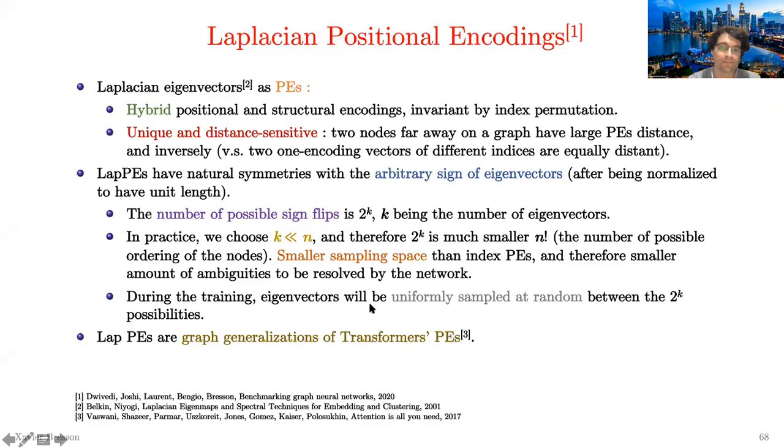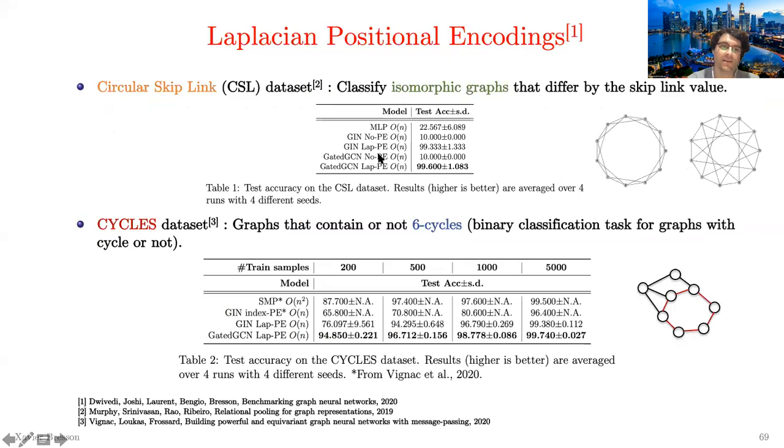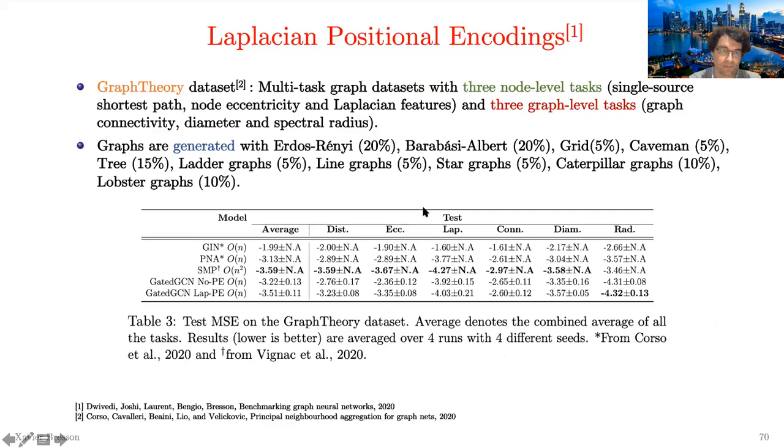Okay, so you can show basically that for graph theoretical problems, if you use that, you get good performance on, for example, isomorphic graphs, detecting cycles, and also graph theoretical problems like computing shortest distance, diameter of the graph, and so on.